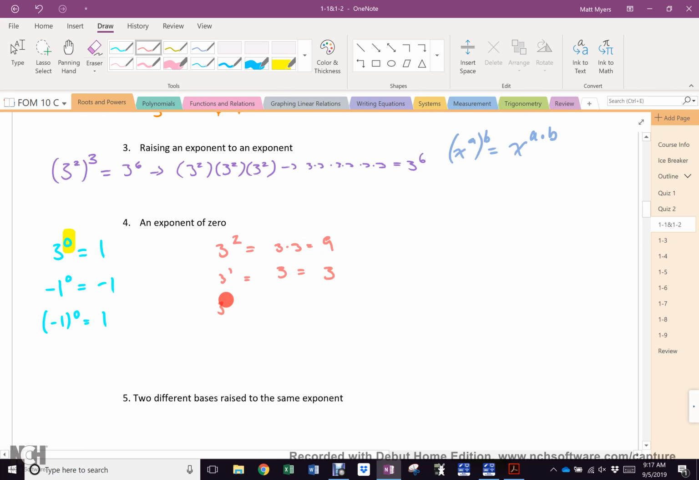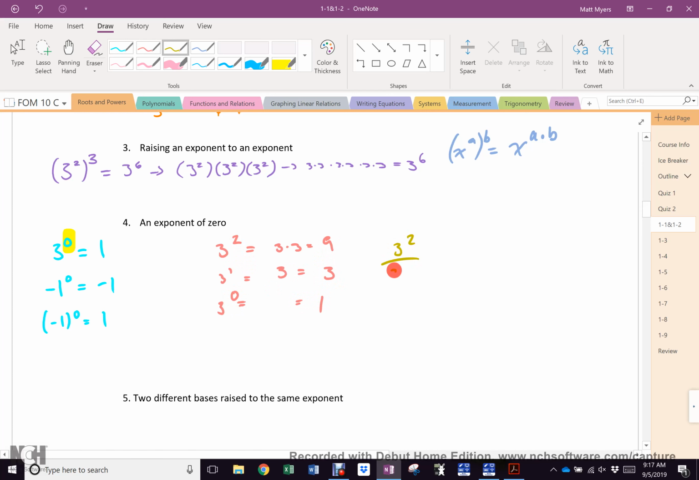Okay. 3 to the 1, what is the next logical exponent? 0. So if it happens once in math, how often does it happen? Always. So when I drop an exponent, I divide by 3, right? So I'm dropping an exponent, so I divide by 3, don't I? What's 3 divided by 3? 1. Everybody cool?